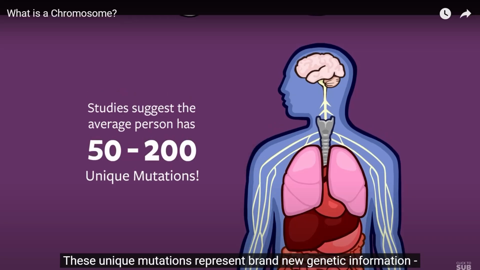We are all mutants. Every single one of us are mutants because we all contain between 50 and 200 mutations that are special just for us, completely different from everybody else. Pretty cool.